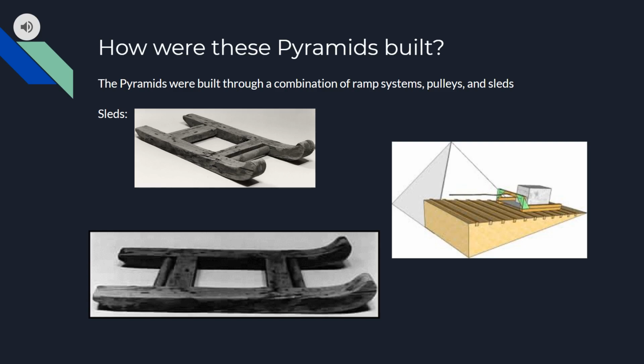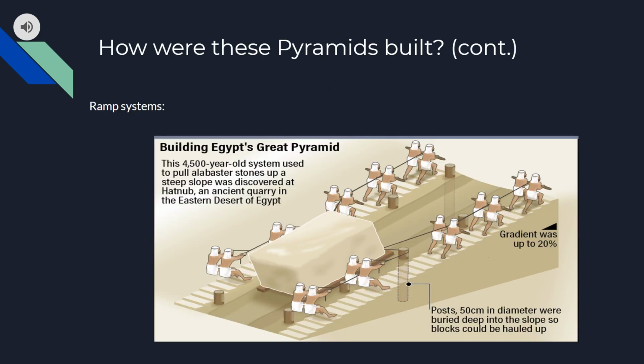Now focusing on sleds. The huge limestone blocks were put on sleds. Through the incorporation of sleds, less friction was resisting the blocks being moved from the quarry to the construction site. Another system used was the ramp system.